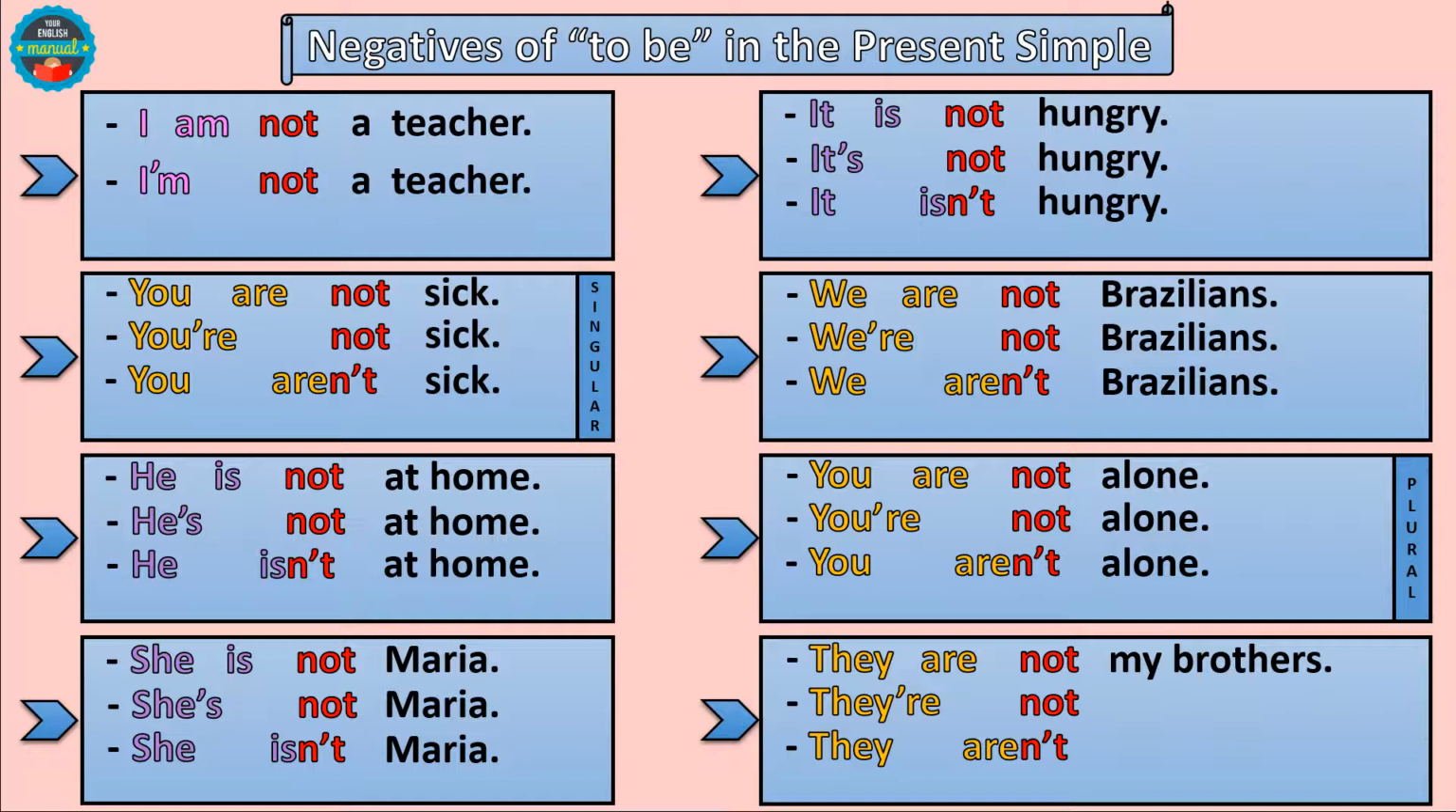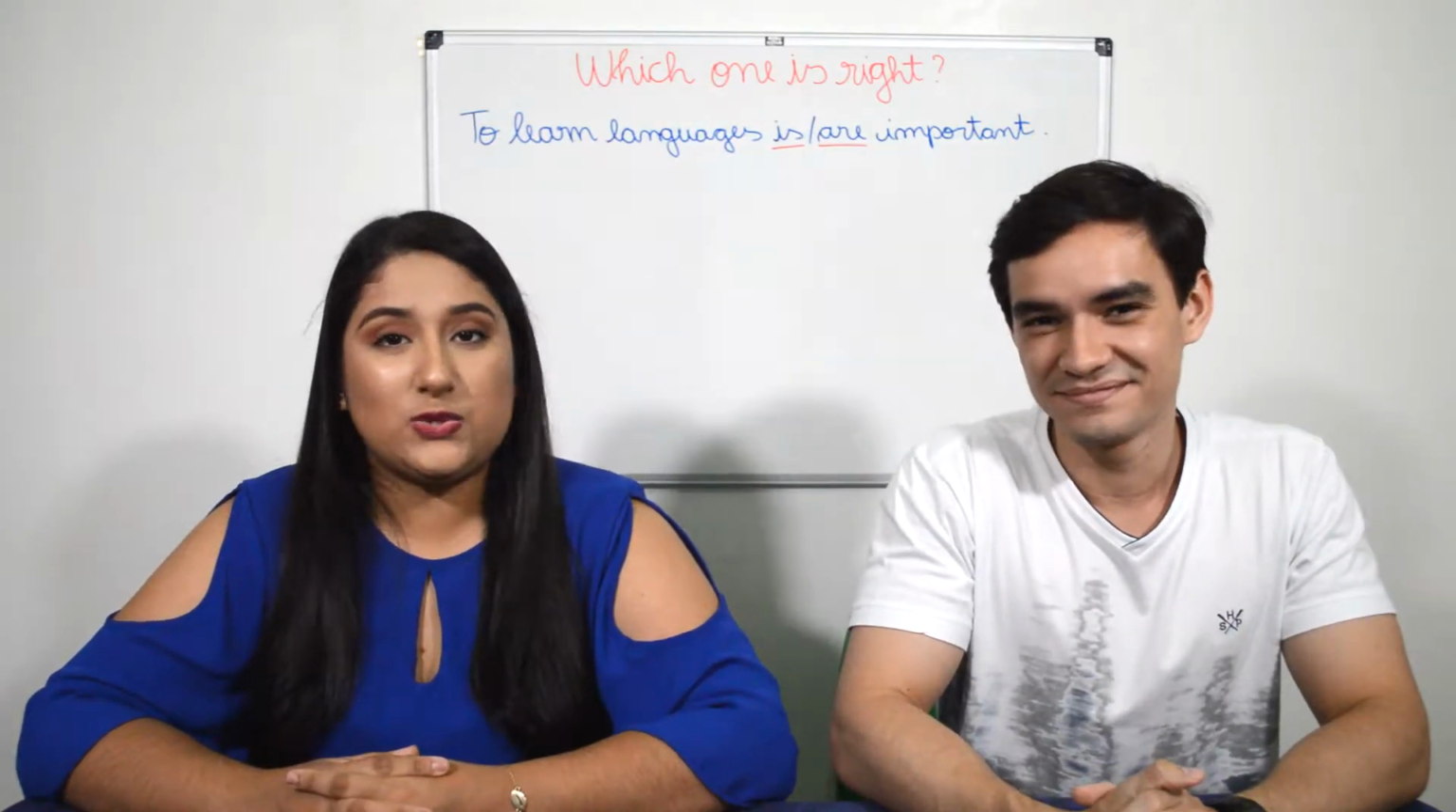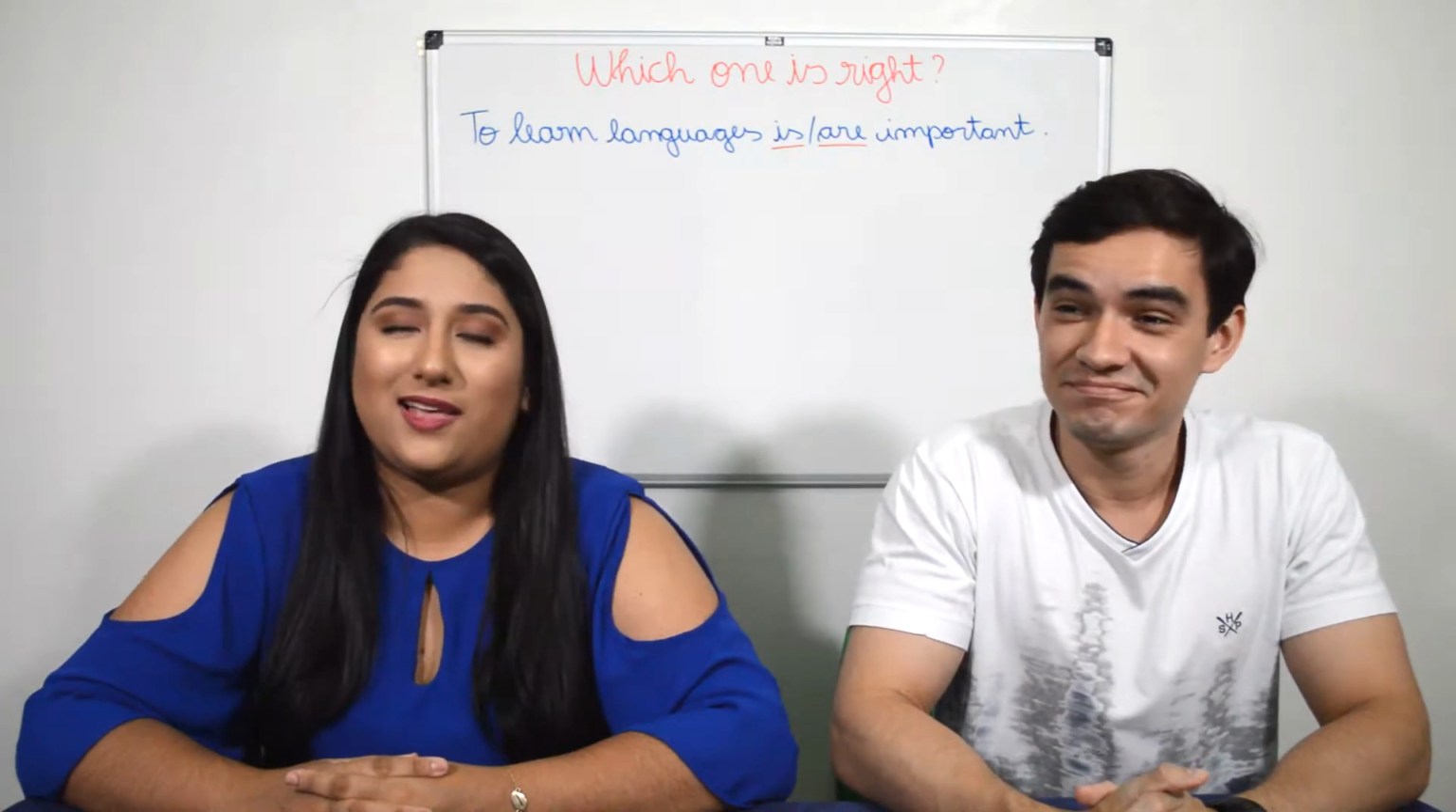They are not my brothers. They're not my brothers or they aren't my brothers. Cool, isn't it? You have three options to use the negative. You can even choose the one you like the most.